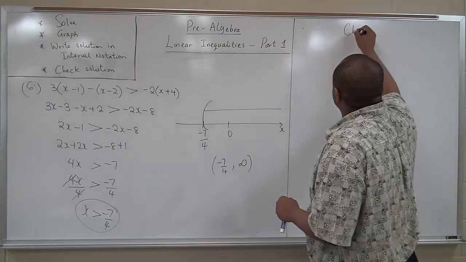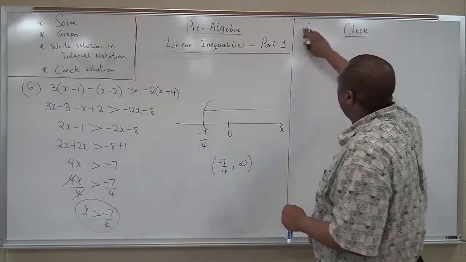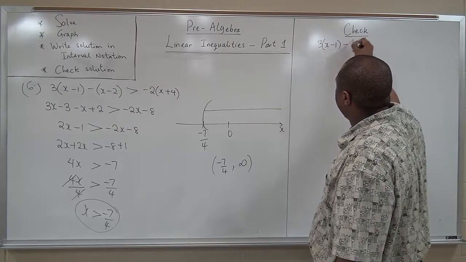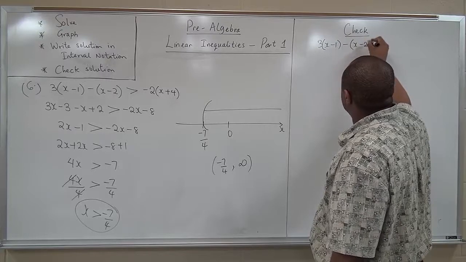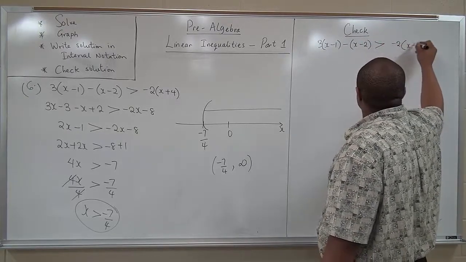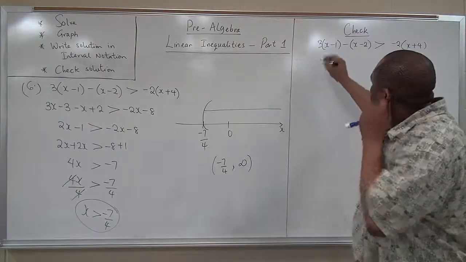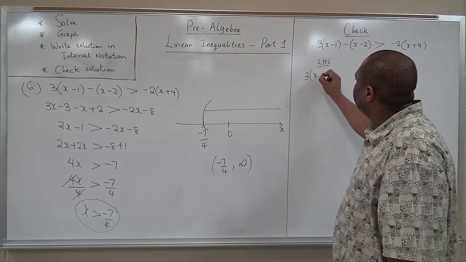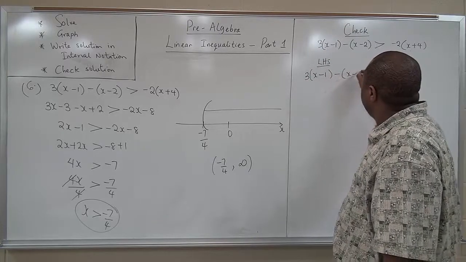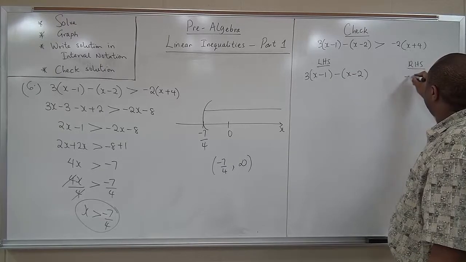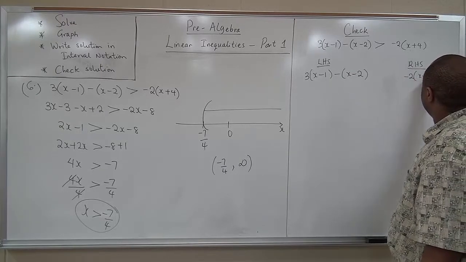So we write check. And we write the main problem: 3x minus 1 minus x minus 2 greater than negative 2 times x plus 4. And we write our left hand side. Our left hand side is 3x minus 1 minus x minus 2, and our right hand side will be negative 2 times x plus 4.